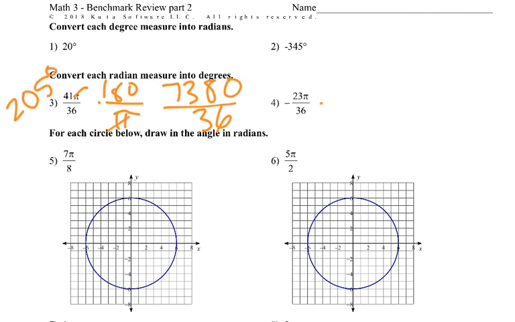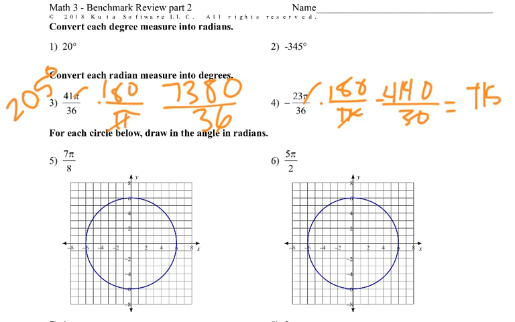Okay, number 4, same idea, times by 180 over pi. Again, the pi's cancel. 23 times 180 is 4140 over 36, and it's negative. So divide that by 36, and we get negative 115 degrees. And that's all there is to that part.